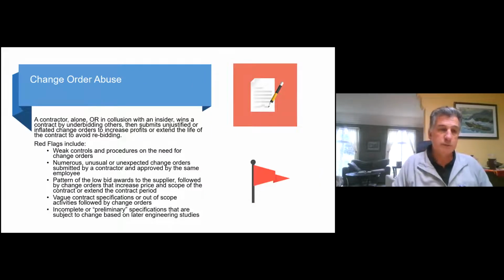Change order abuse. This is where a contractor, alone or in collusion with an insider, wins a contract by underbidding others. And then part of their scheme is to submit unjustified or inflated change orders to increase profits or extend the life of the contract and to otherwise avoid rebidding.